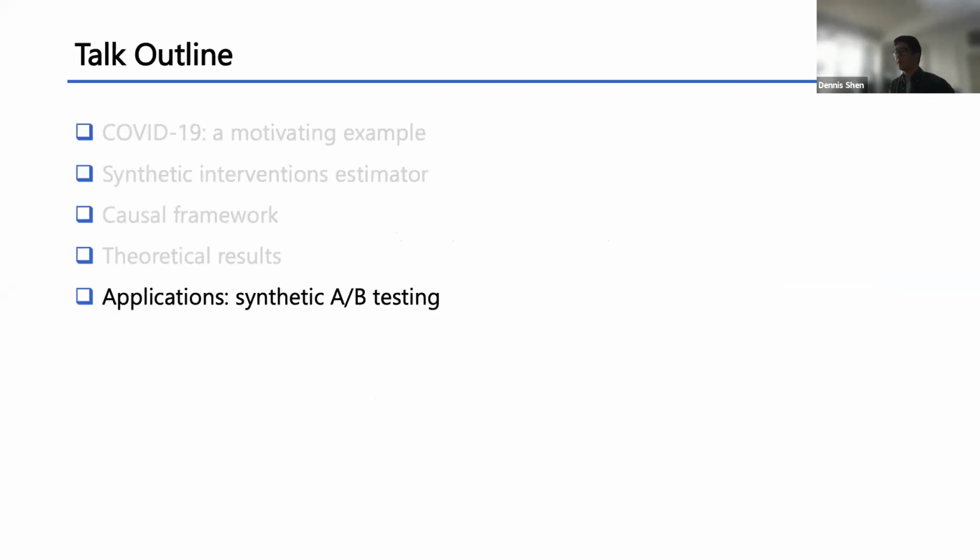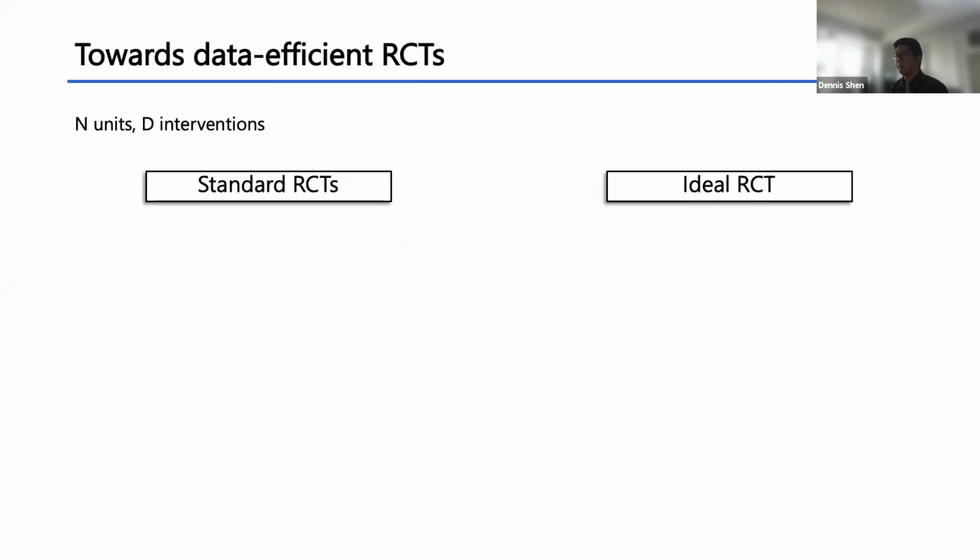All right, so this really wraps up the primary theoretical aspects of our work. And so next we'll continue our journey by analyzing a real-world case study. But before I go into that, I'd just like to take a quick step back again and just recall one of our earlier primary goals. In particular, let's consider the setting where we have N units and D interventions.